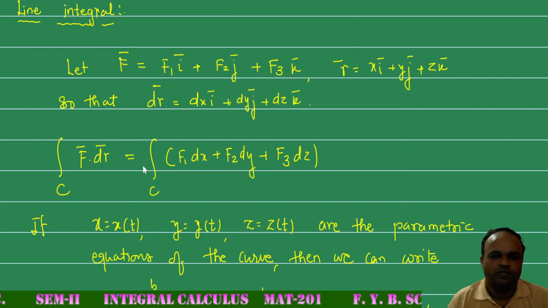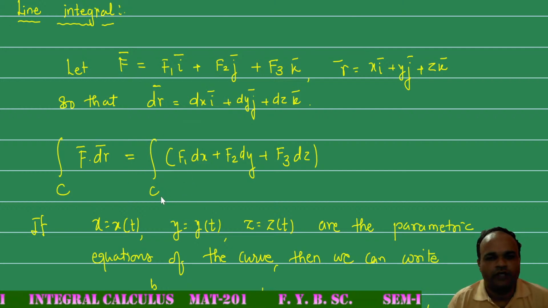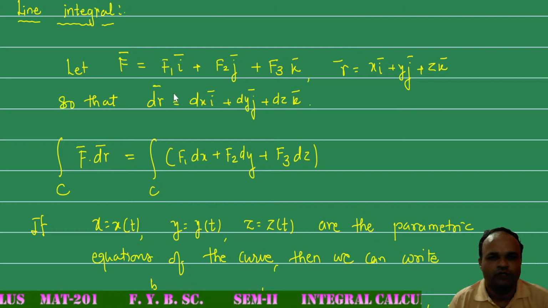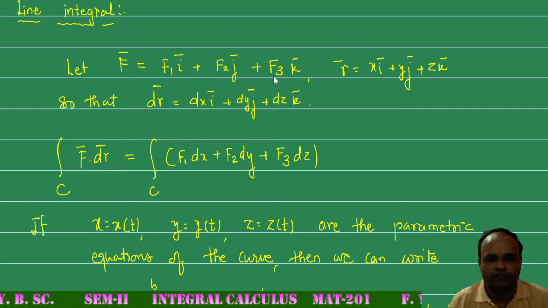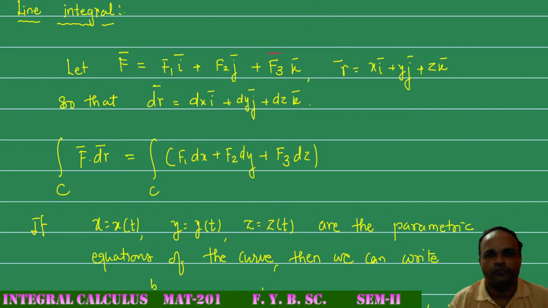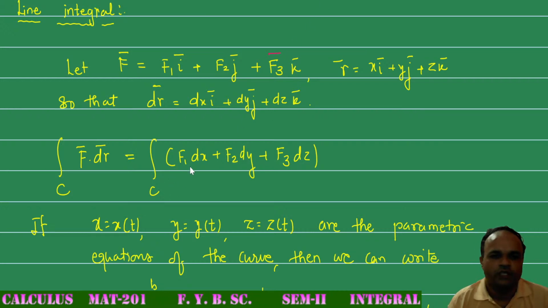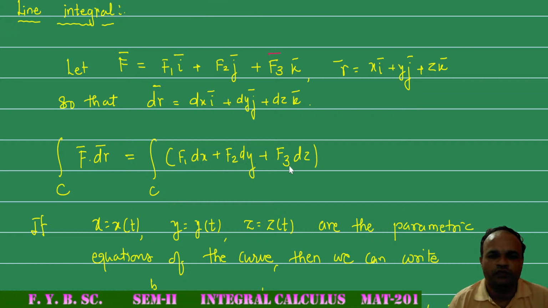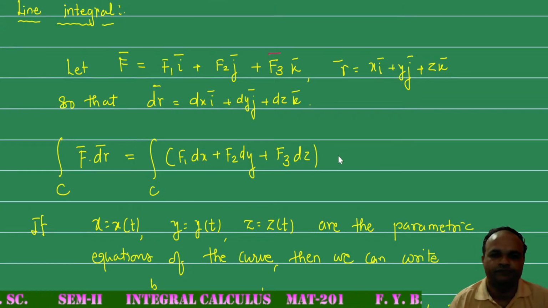So f bar is a vector valued function, dr bar is again a vector valued function. So that will be equal to the integration along the curve C of f bar dot dr bar. So what is f bar dot dr bar? You will write f1 dx plus f2 dy plus f3 dz. So it will be integration along the curve C of f1 dx plus f2 dy plus f3 dz.